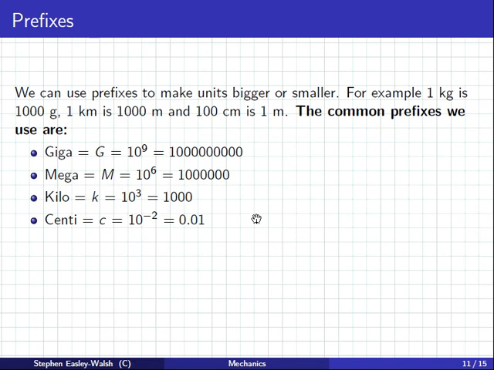Okay, what's the next one? Milli. What letter? M. Small m. How big? Yeah, small. 10 power minus 3.